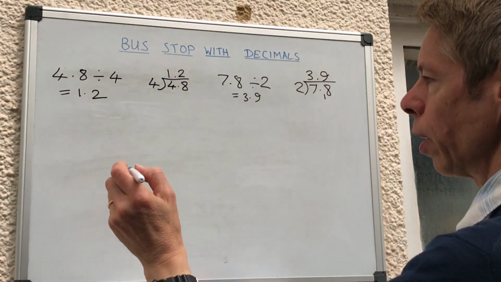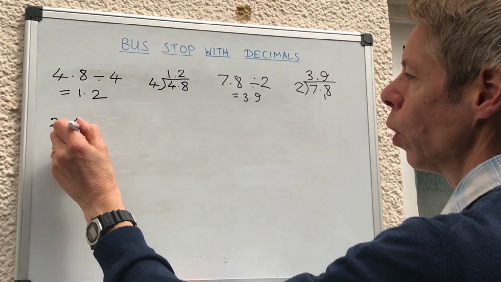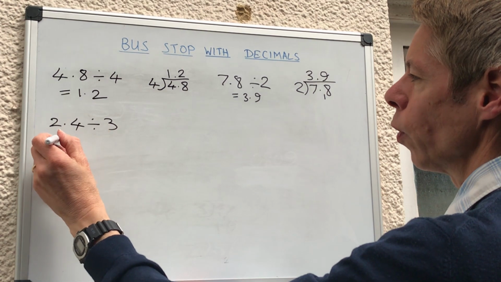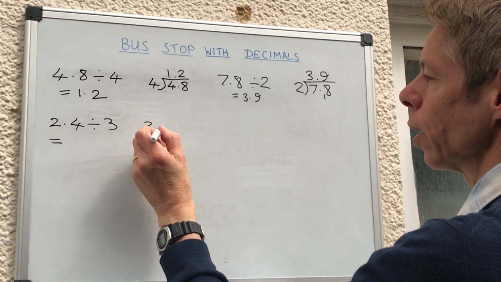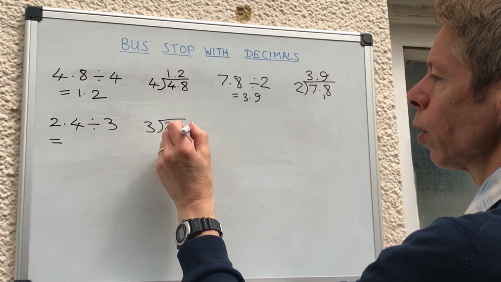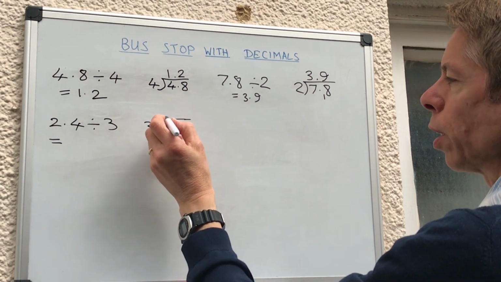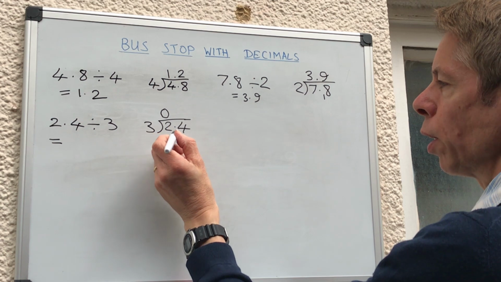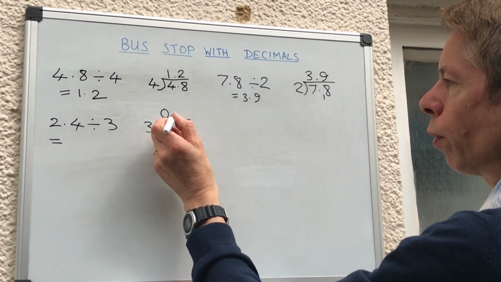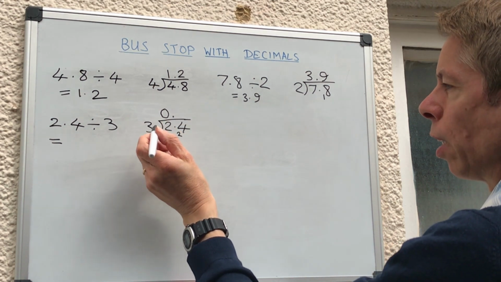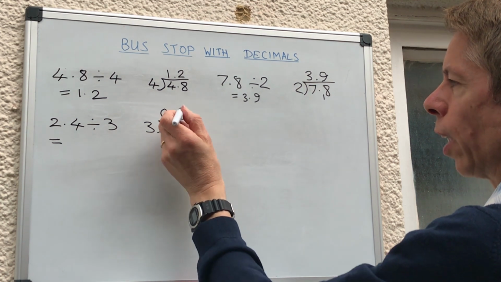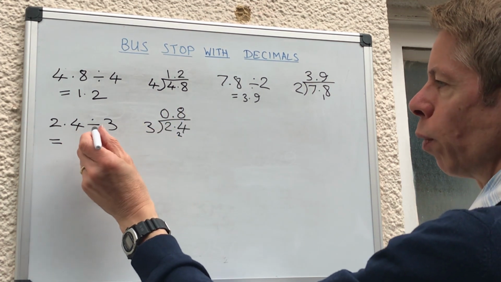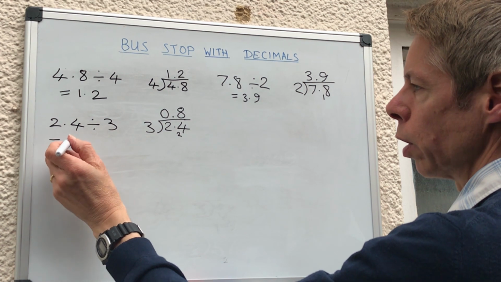So next question we're going to do is 2.4 divided by 3. So how many 3's are there in 2.4? So how many 3's in 2? There are no 3's in 2. And as we didn't use any of that 2, we put the 2 down here, not forgetting our decimal point up there. So how many 3's in 24 is 8. So 2.4 divided by 3 equals 0.8.